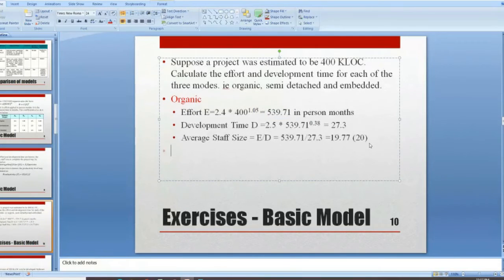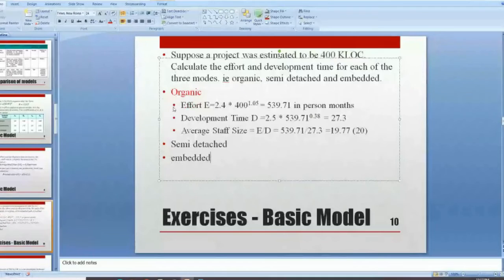Likewise, you can calculate for semi-detached and embedded, right? For these three things, you are able to calculate. So please calculate. I think it's very simple to calculate because they have given the value directly. Okay. So let us discuss another example.